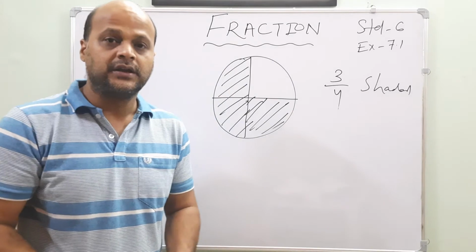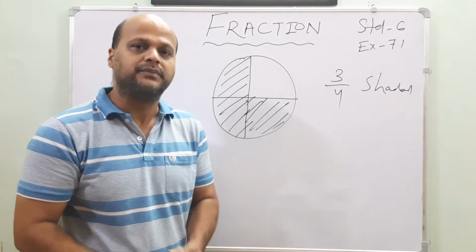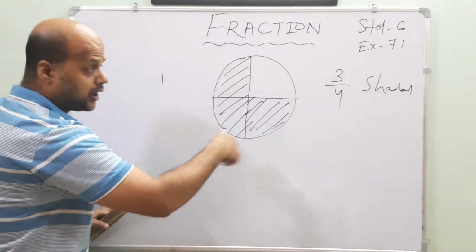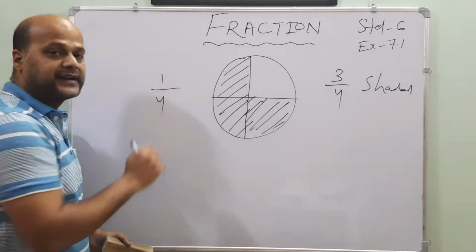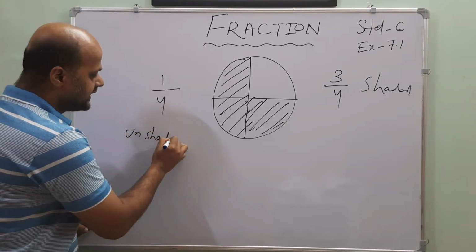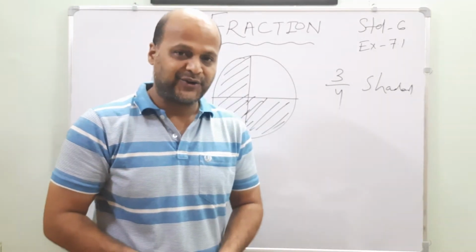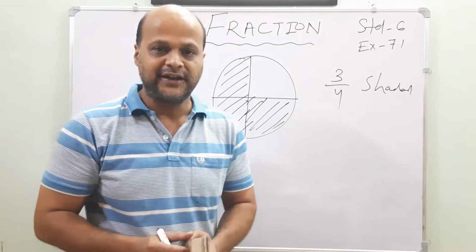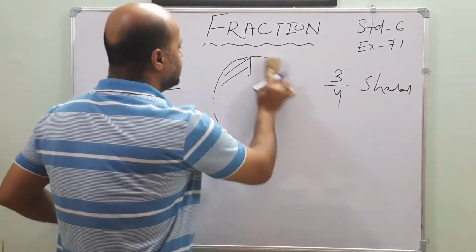Again the question is coming: what is the fraction of the part that is unshaded, meaning we have not colored it? So what will it be? 1 out of total 4. So 1 by 4 part is unshaded. These types of problems will be solved in the exercise. But before going to the exercise, let's take an example.